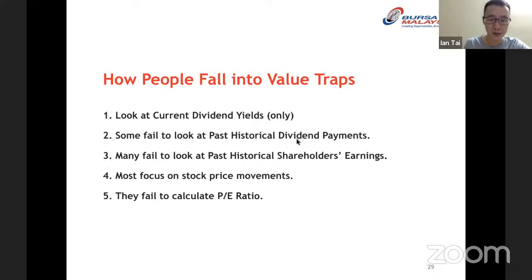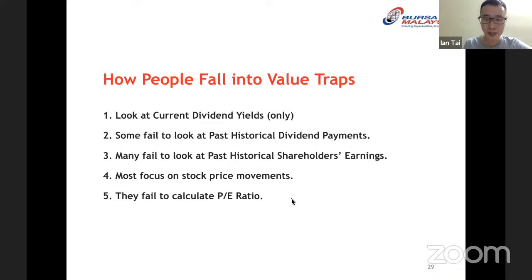Another way people tend to fall into value traps is that they compare the current price with what was traded in the past. So if a stock was trading at $2 and it has dropped to $1.50, then they think that's a discount, which is not really the case. Look beyond the stock price.